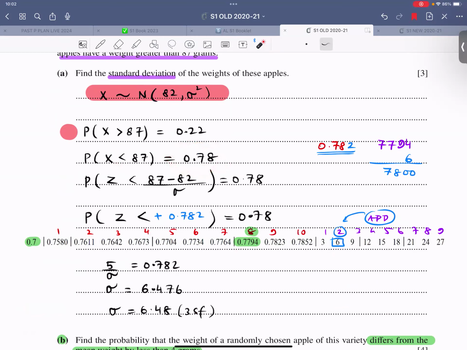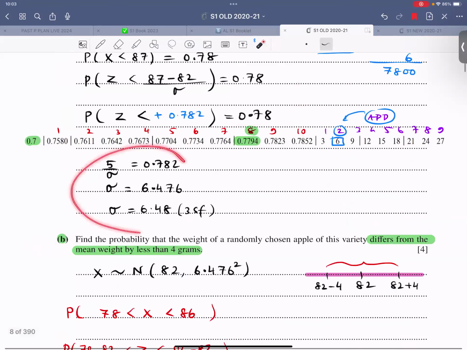But wait a minute. First, write down the steps. Probability, z, convert x to z. 87 minus mu divided by sigma is 78%. The 78% z value is 0.782. Some people determine the sign by help of a diagram. Others determine with the idea that you make sure the probability is at least 50%, lesser sign positive, greater sign negative. So it's positive. Just equate to find the value of sigma.